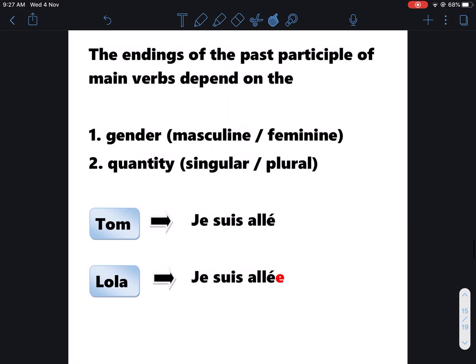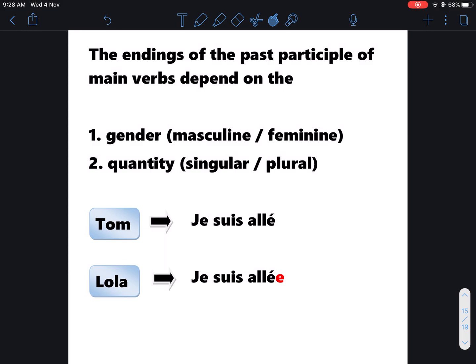The first one is the gender of the subject, whether it's masculine or feminine. The second one is quantity or number, whether it is singular or plural, whether it's one person or more than one person. Let's look at what I mean by gender. The first point is gender.